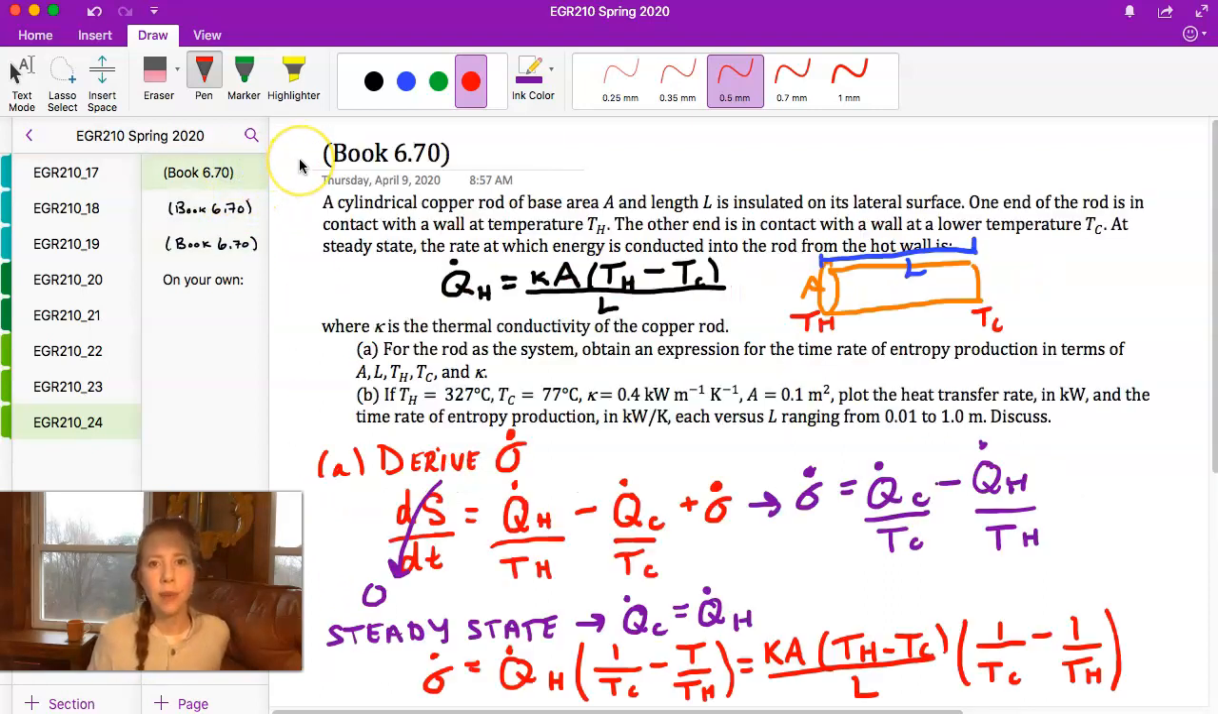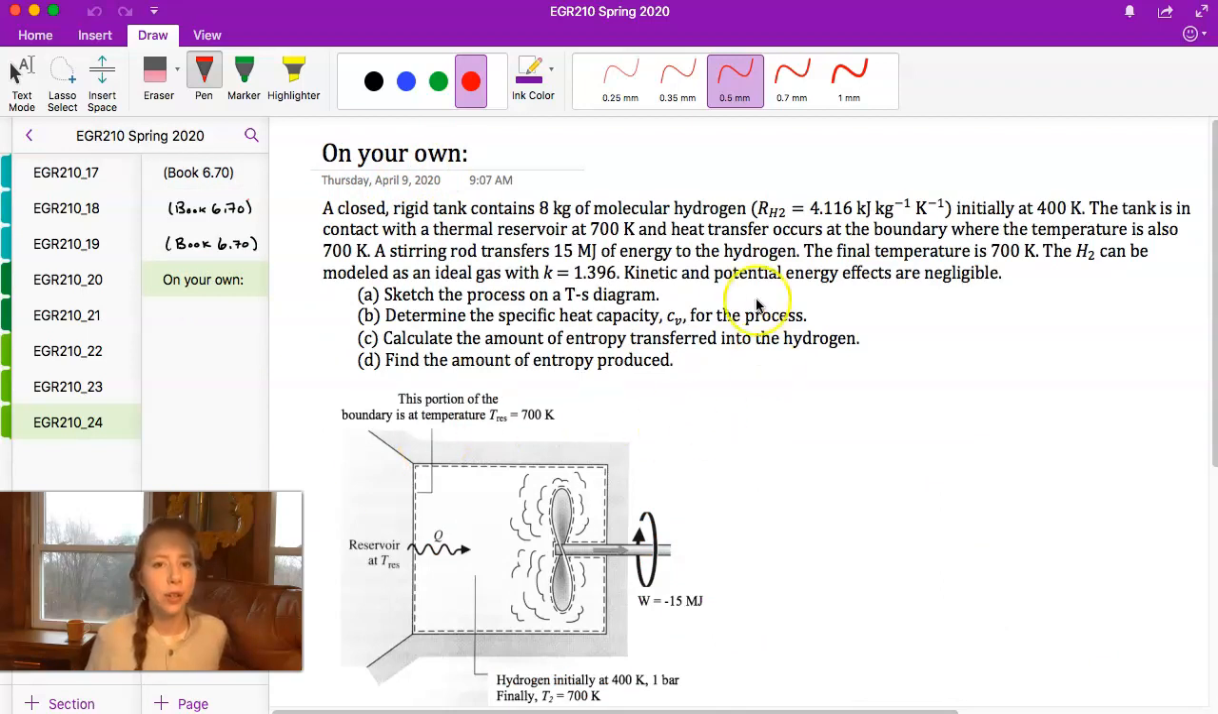And so just remember that with conduction, this is energy transfer, heat transferred via contact along a temperature gradient. Okay, so you have to have two different temperatures here. Now, on your own, I'd like you to try this problem.